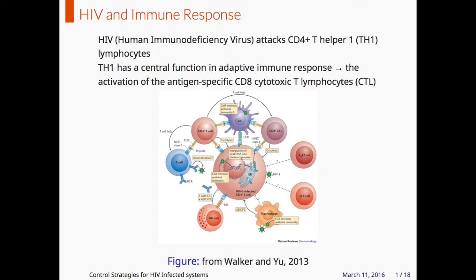helper 1 lymphocytes. The main function of Th1 is to help the activity of other immune cells, particularly in the adaptive immune system, including the activation of the antigen-specific CD8+ cytotoxic T lymphocytes, or CTL. CTL acts by recognizing the viral antigen being presented by the infected cells, then eliciting a cytotoxic immune response. For example, through disruption of the infected cell, or cytolysis.